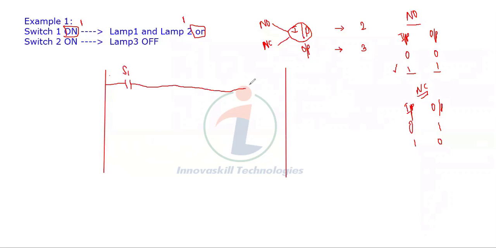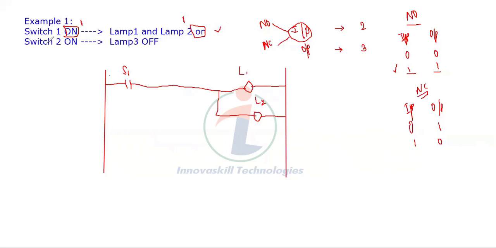Previously we have seen the rules for programming. If we have many outputs, the outputs should be connected in parallel combination only. So L1, L2. If switch 1 is activated, positive will flow here, and L1, L2 will be activated. So the first condition is satisfied.